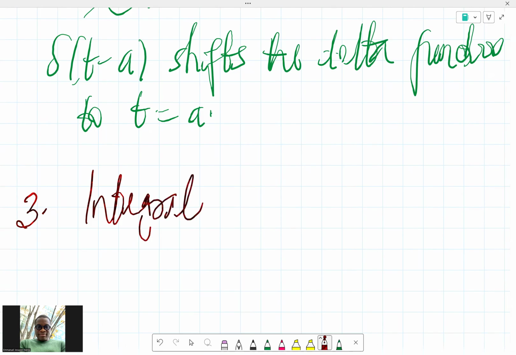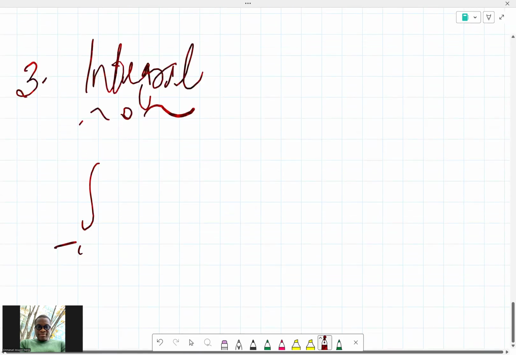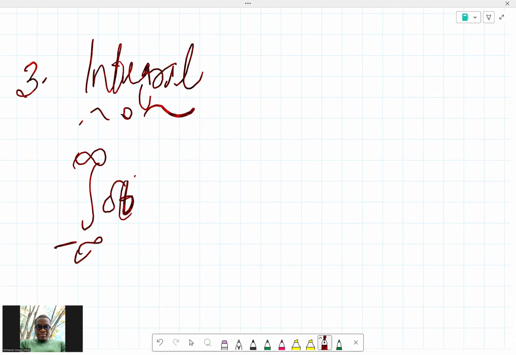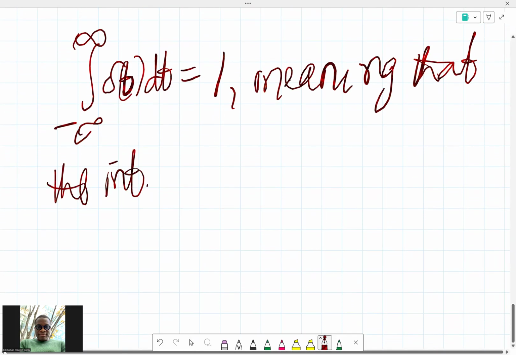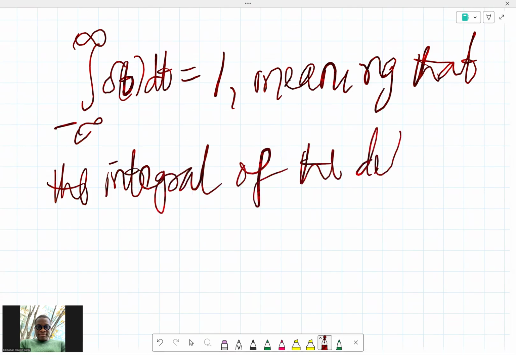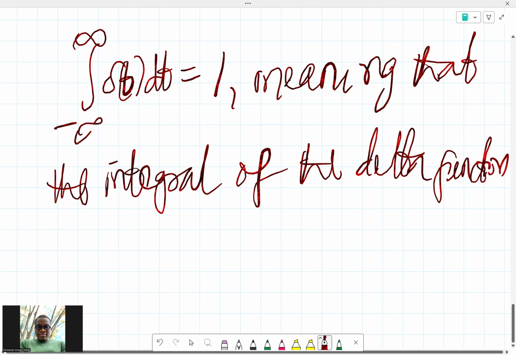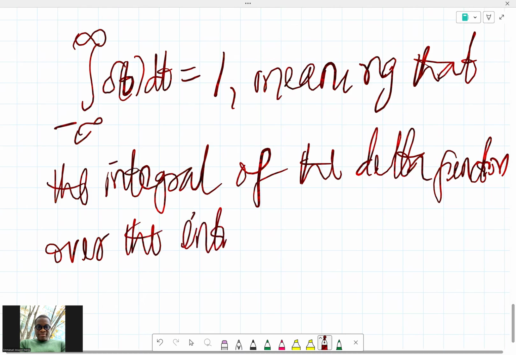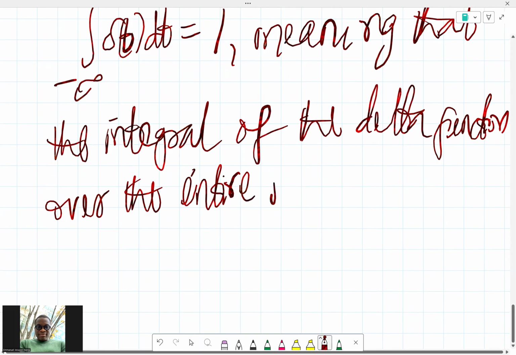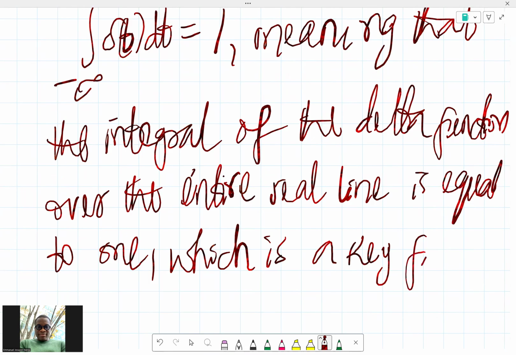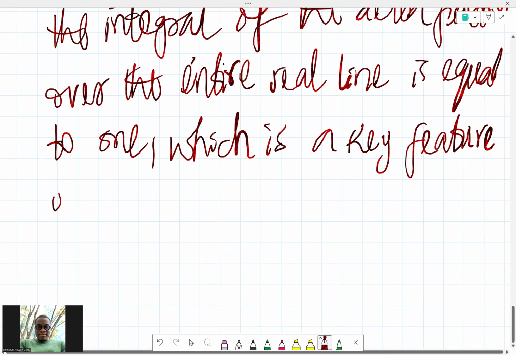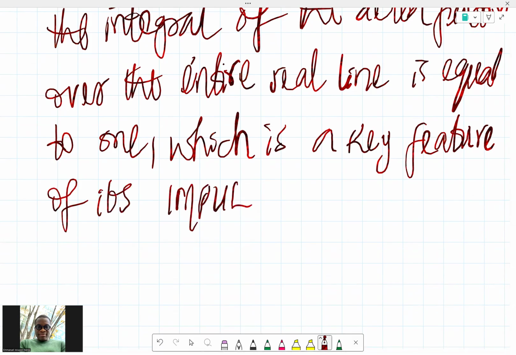And then we talk about the integral. For the integral, we have that the integral from minus infinity to infinity of delta of t, dt, is equal to 1. Meaning that the integral of the delta function over the entire real line is equal to 1, like the property of a distribution in probability, which is a key feature of its impulse nature.